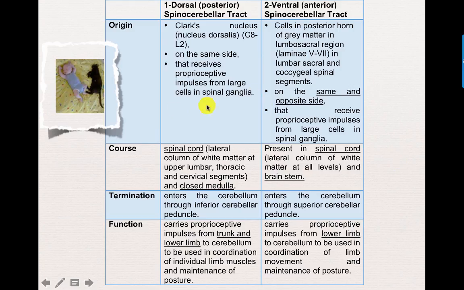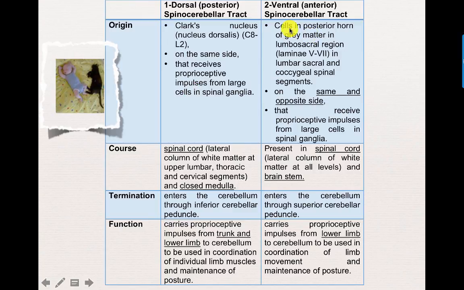Here is the comparison between the two. The dorsal spinocerebellar, sometimes called the posterior spinocerebellar tract, and this is the anterior spinocerebellar tract. This one originates from Clark's nucleus, which is called nucleus dorsalis. Take care with the other names. It extends from C8 to L2. It is a direct tract, and it receives proprioception from the larger cells in the dorsal root ganglion.